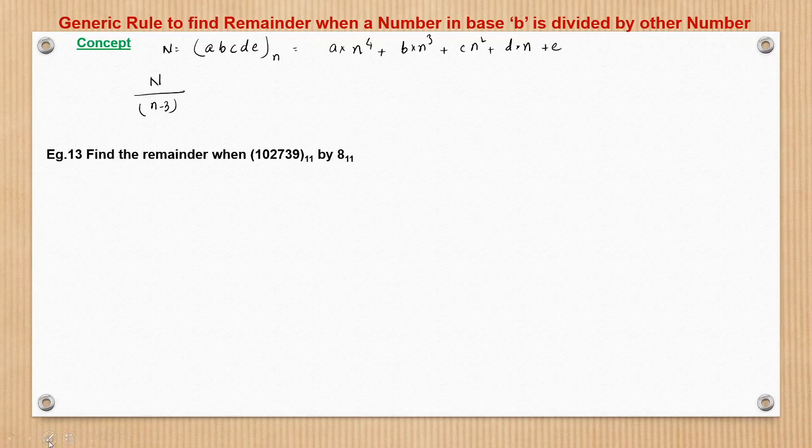So here in this illustration, n is nothing but 102,739 to base 11. If this is to be divided by 8, this I can write as 1 into 11 raised to power 5 plus 0 into 11 raised to power 4 plus 2 into 11 raised to power 3 plus 7 into 11 raised to power 2 plus 3 into 11 plus 9.